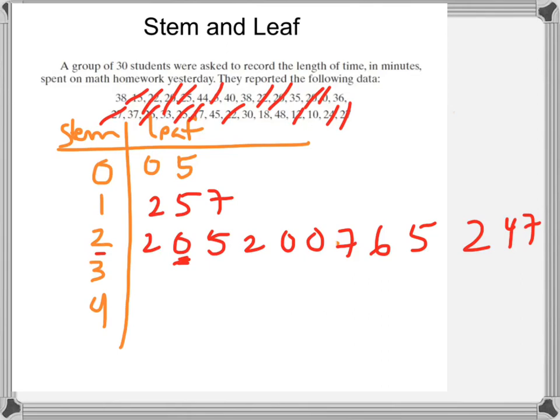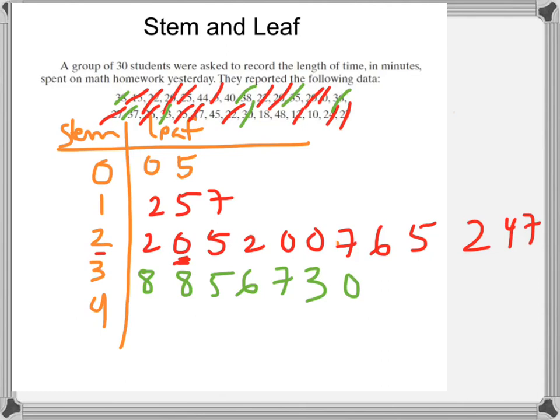Okay. All right, now let's do the 30s. So I have 38. I have another 38, so you represent that twice. I have a 35 and a 36. 37, 33, 30.